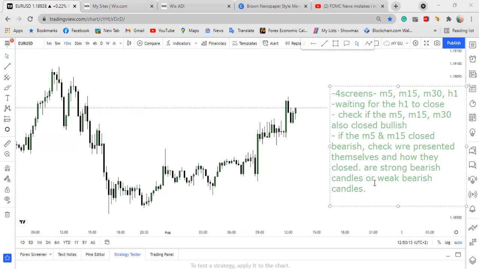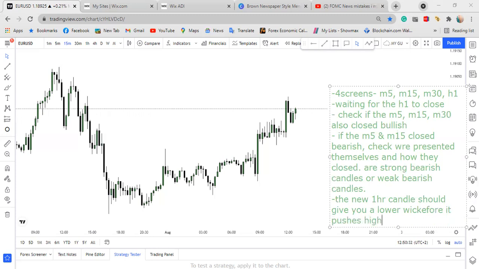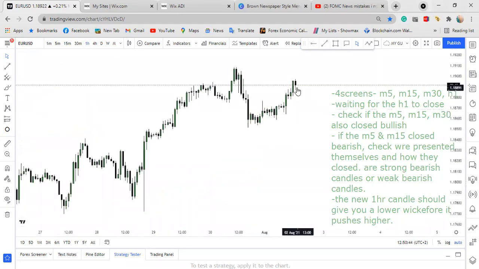All right, so the next thing we are looking at is the new 1 hour candle. The new 1 hour candle should give you a lower wick before it pushes higher. That's what you're looking for. Price needs to give you a lower wick before it pushes higher. The same thing we can see right here. Price gave us a lower wick before it pushed higher.